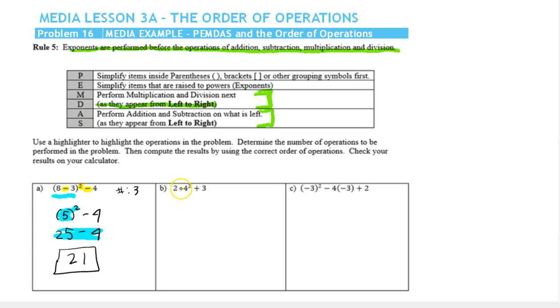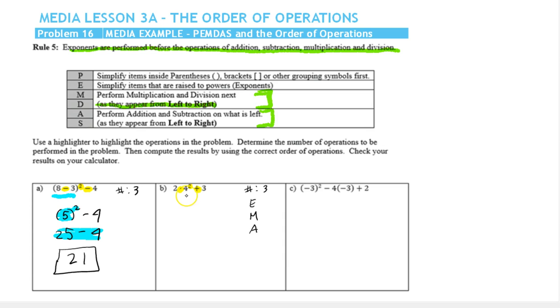Here I see 2 times, so there's multiplication, there's an exponent, there's addition. Okay. So we have the number of operations again is 3. And now I'm just going to write down the order. We have exponent, multiplication, and then addition. And that's going to be our order. Exponent comes first, then the multiplication, then addition.